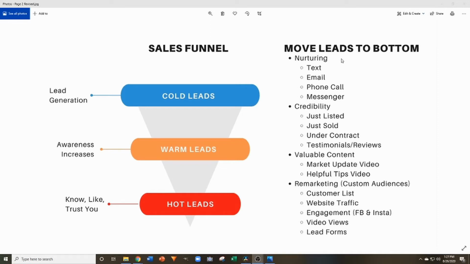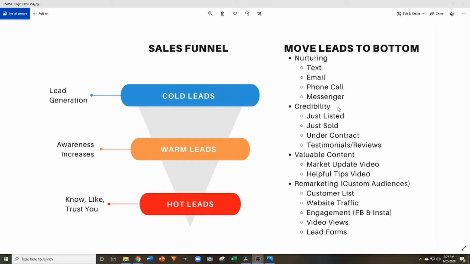Now, the best practices that we've seen are what we call multi-touch, multi-channel, meaning they're going to see you more than once, and they're going to see you in multiple ways: text, email, phone call, messenger. Again, there's different ways that we can do it for different purposes, but you've got to have some kind of a nurture campaign. Because one of the problems is, if you're thinking that one touch point is going to be enough to turn that lead into business, it's really not.